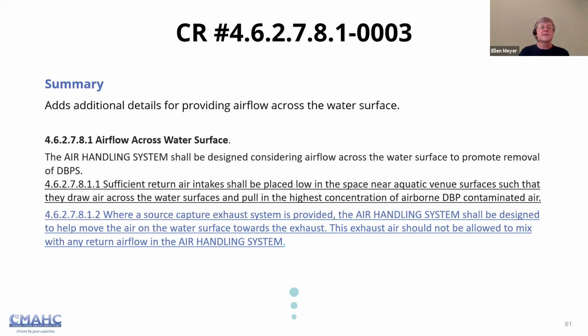This is that same section, and for each subsequent section that was added, it's in blue there. So the previous change request was this part that's underlined in black, and this new one for 462781-3 is this new part that's in blue. And it's saying that where a source capture exhaust system is provided, the air handling system shall be designed to help move the air on the water surface towards the exhaust. And the exhaust air should not be allowed to mix with any return airflow to the air handling system. So that's just kind of common sense for the whole objective of what we're trying to achieve here.